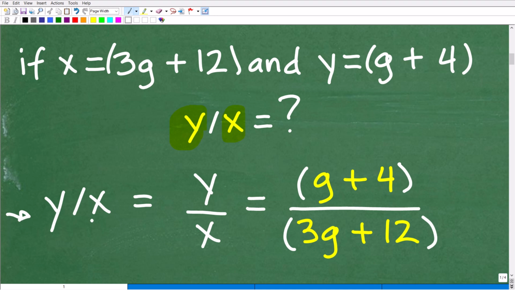So here we have y over x. Now notice here that I'm writing this as y divided by x, right? So this symbol here you can interpret as y divided by x. It means the same thing. And stylistically, this fraction bar is on an angle, but it's the same thing as y with a horizontal fraction bar like this, y over x.